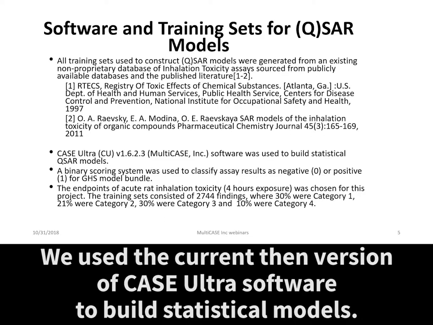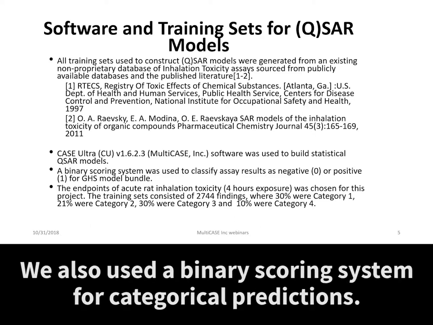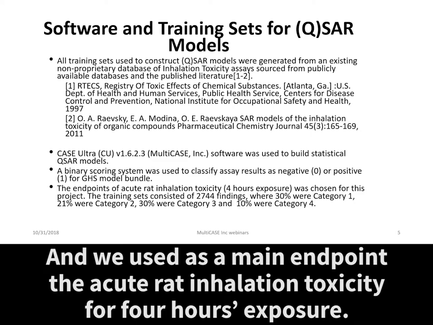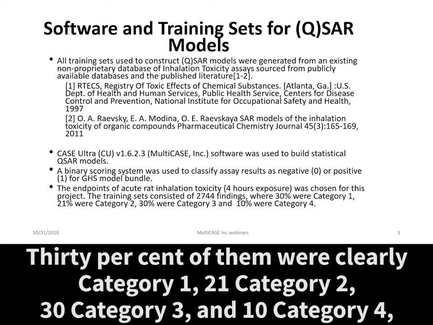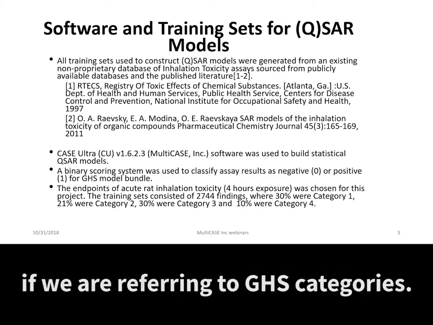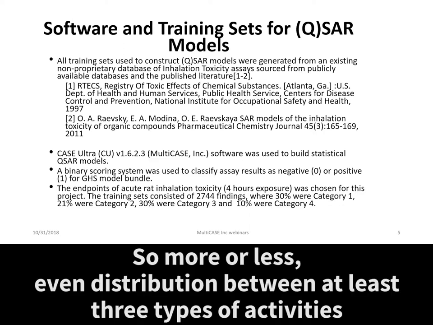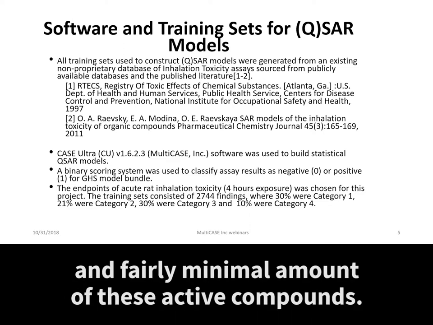We used the then-current version of our QSAR software to build statistical models. We also used a binary scoring system for categorical predictions, and as the main endpoint we used acute rat inhalation toxicity for 4 hours exposure. The training set we assembled contained close to 2,700 findings. 30% of them were clearly category 1, 21% category 2, 30% category 3, and 10% category 4, referring to GHS categories. So it's a more or less even distribution between at least three types of activities and a fairly minimal amount of these active compounds.